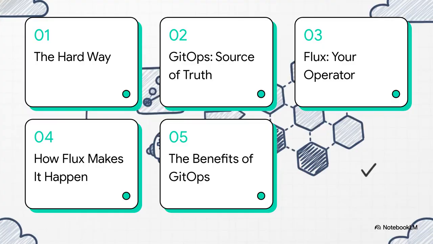First, we'll look at the old, painful way of doing things. Then, we'll talk about the GitOps philosophy and why it's such a game changer. We'll introduce our automated helper, Flux, see exactly how it works its magic, and wrap up by covering all the awesome benefits you get from making the switch.